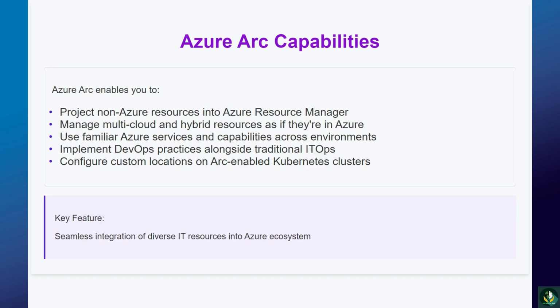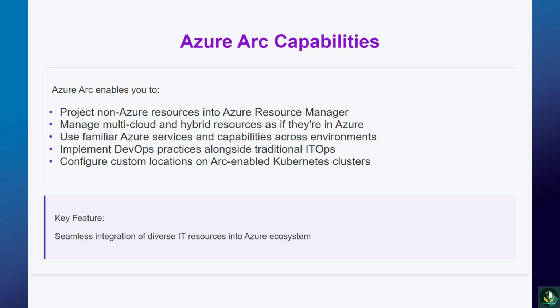Another significant capability of Azure Arc is its support for both traditional IT ops and modern DevOps practices. This flexibility allows organizations to gradually introduce DevOps methodologies and cloud-native patterns into their environment without disrupting existing processes. It provides a bridge between traditional and modern IT practices, facilitating a smooth transition and allowing organizations to leverage the best of both worlds.